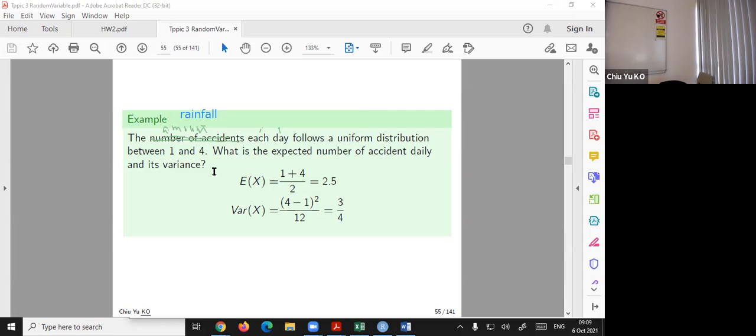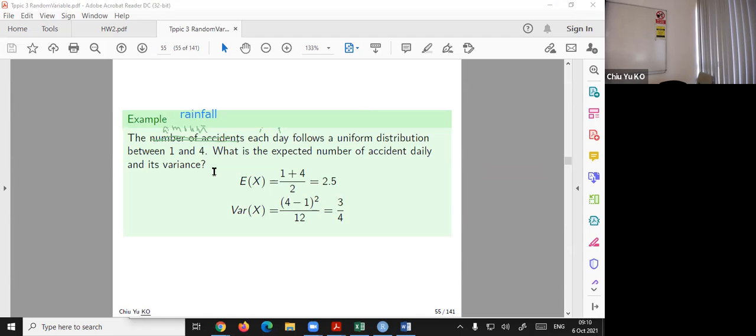And the question is asking the expected amount of rainfall each day, okay? Then just apply the formula, right? A is 1, B is 4, A plus B over 2. And this is B minus A squared over 12, okay?